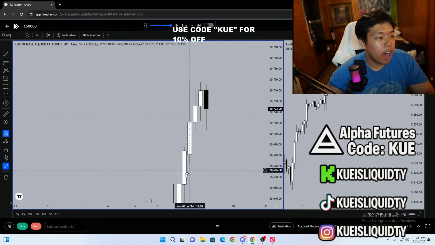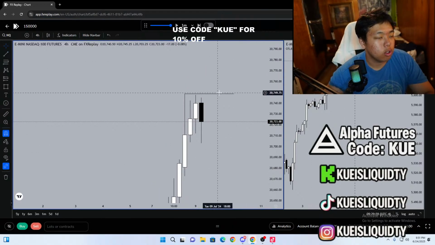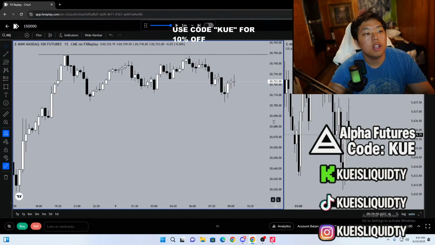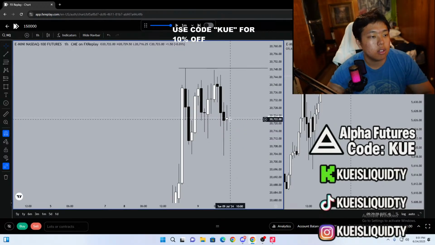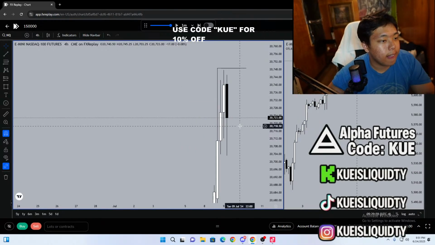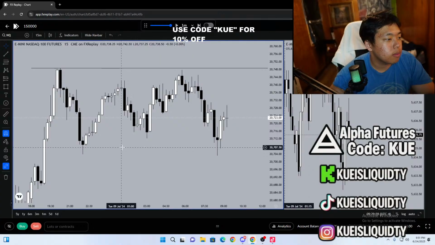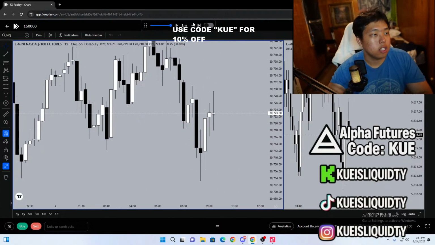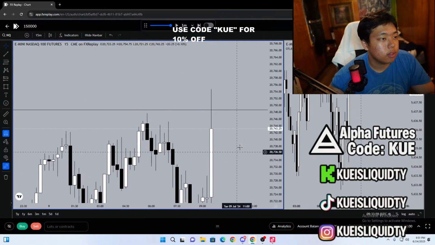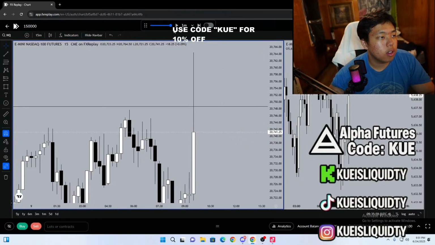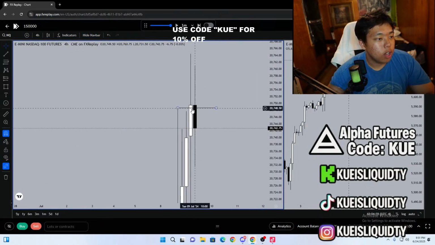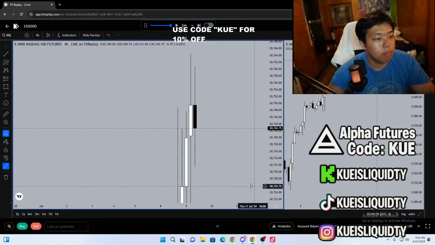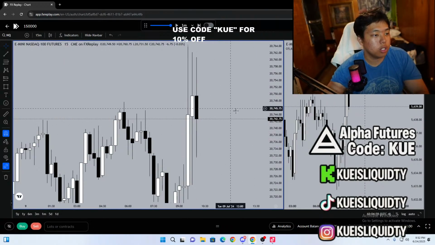Alright, we're breaking above highs right now. I'm looking for this high as my draw on liquidity. Alright, let's see what happens. Okay, let's see how this 4 hour closes. I like how we close above this high. So I'm still bullish bias going into the day. I'm still bullish.